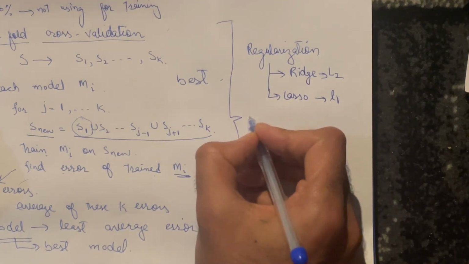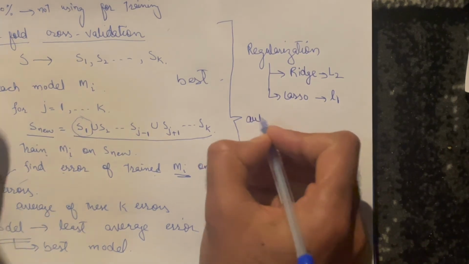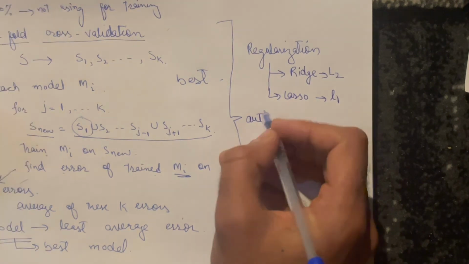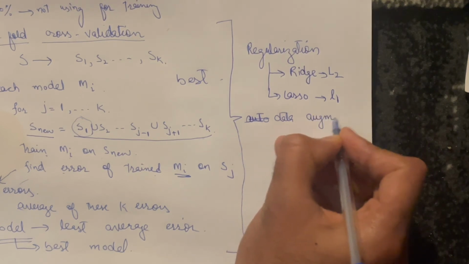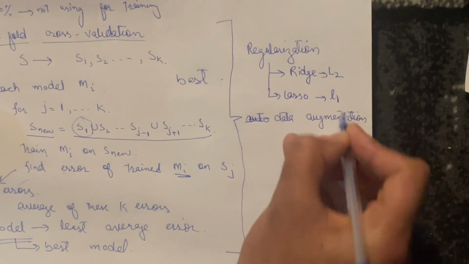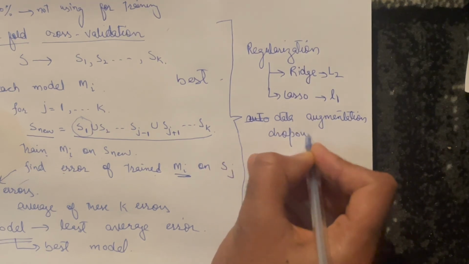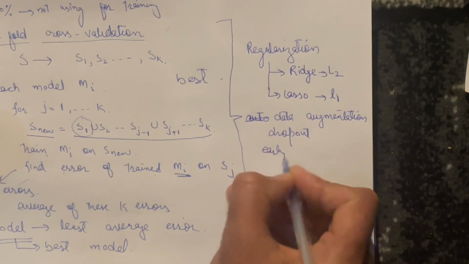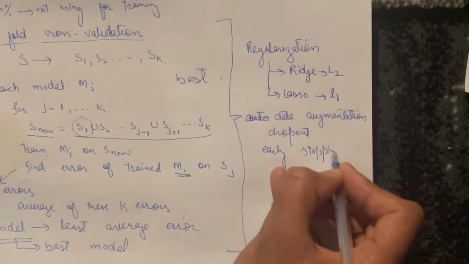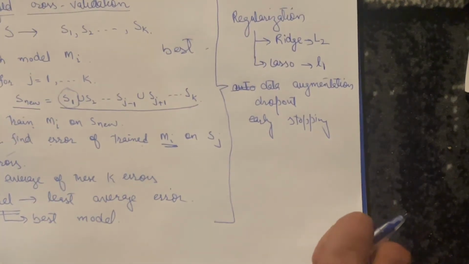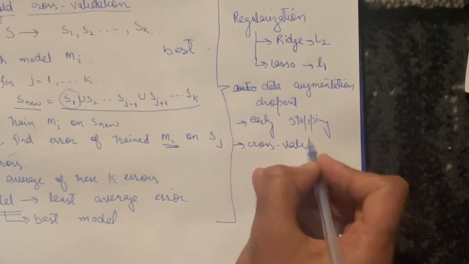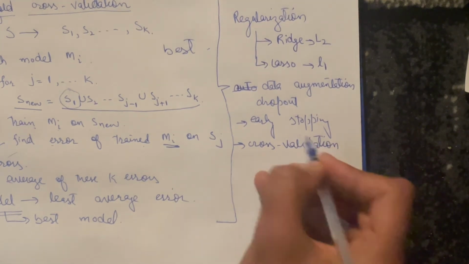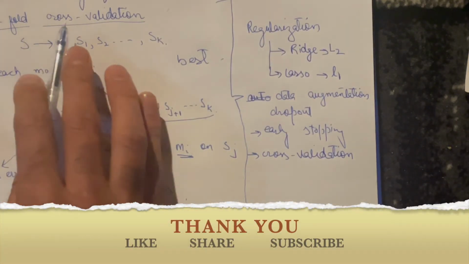One mechanism was data augmentation, another mechanism was dropout, and the third one was early stopping. We discussed early stopping, and the other two will be discussed in neural networks. And then we discussed cross validation for model selection. And one best cross validation is k-fold cross validation.